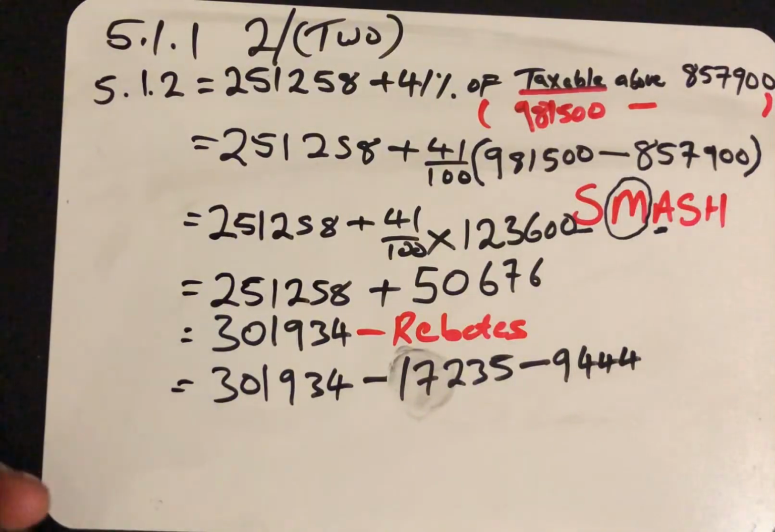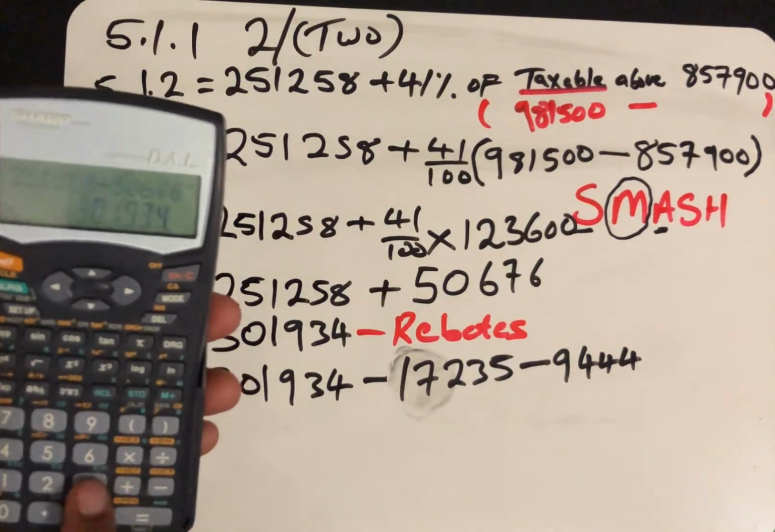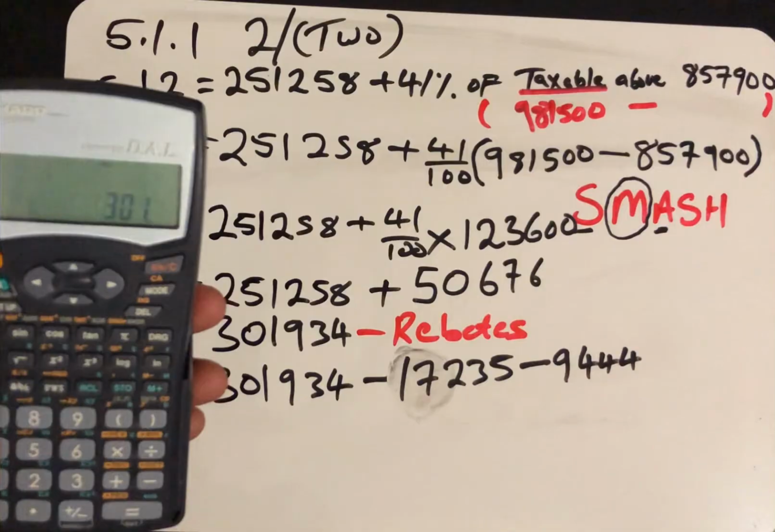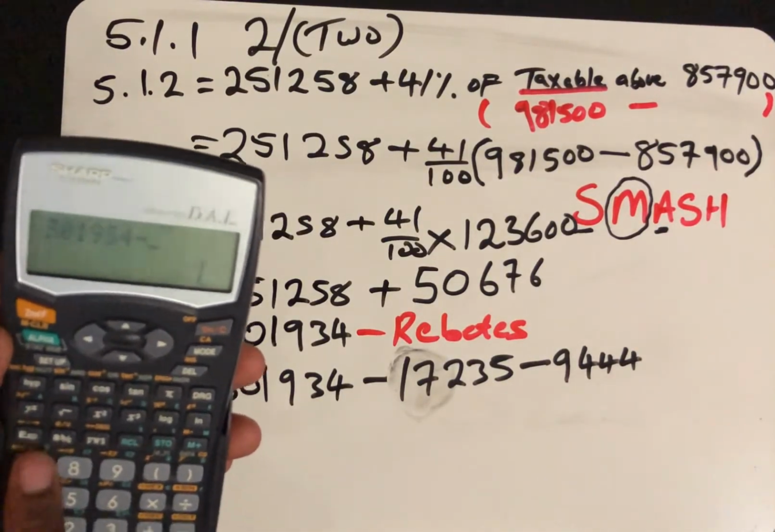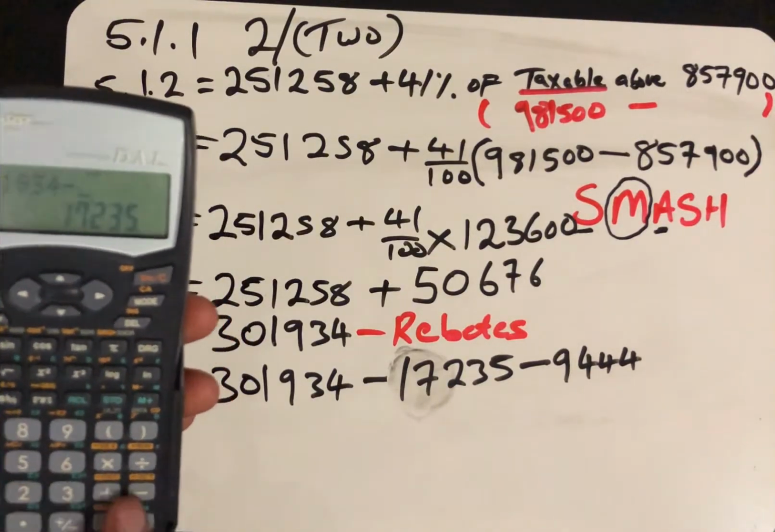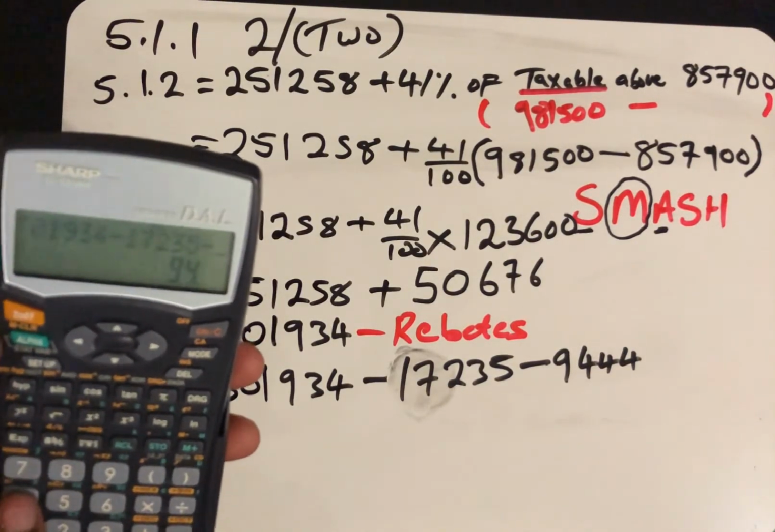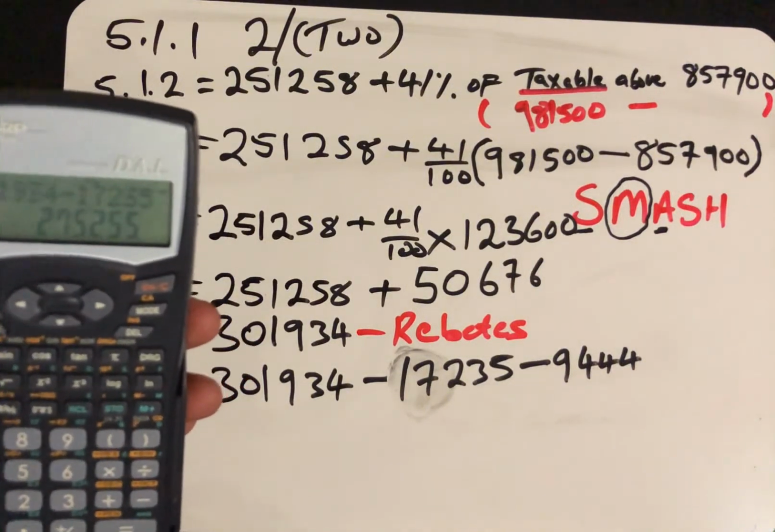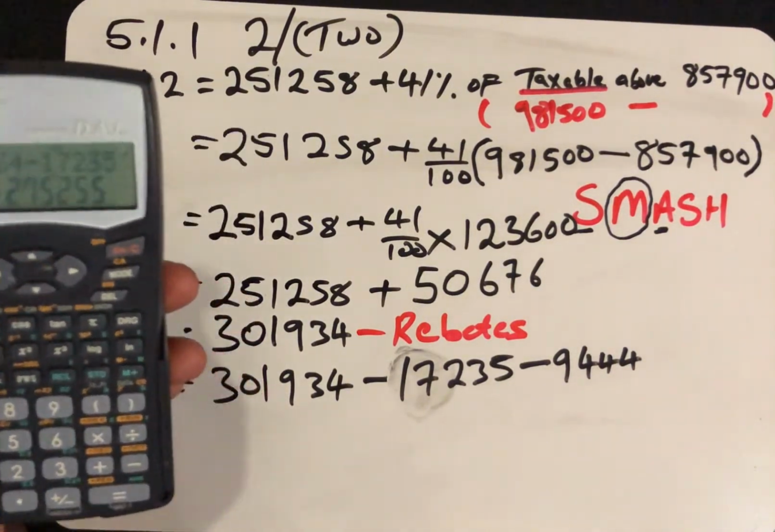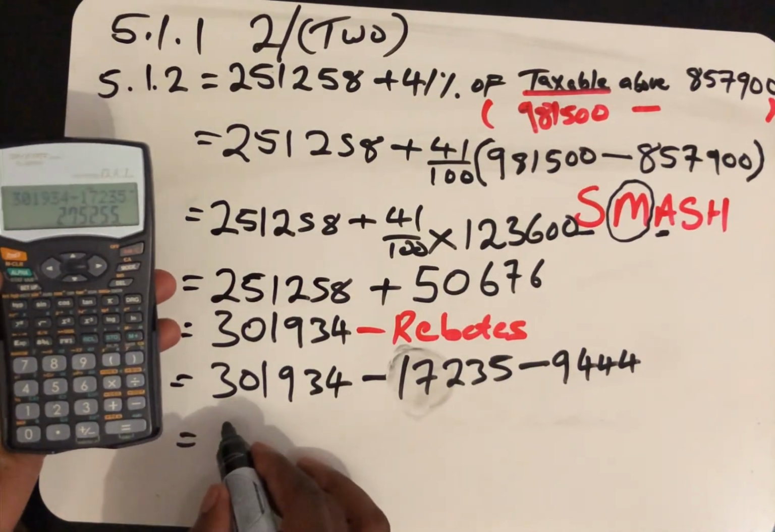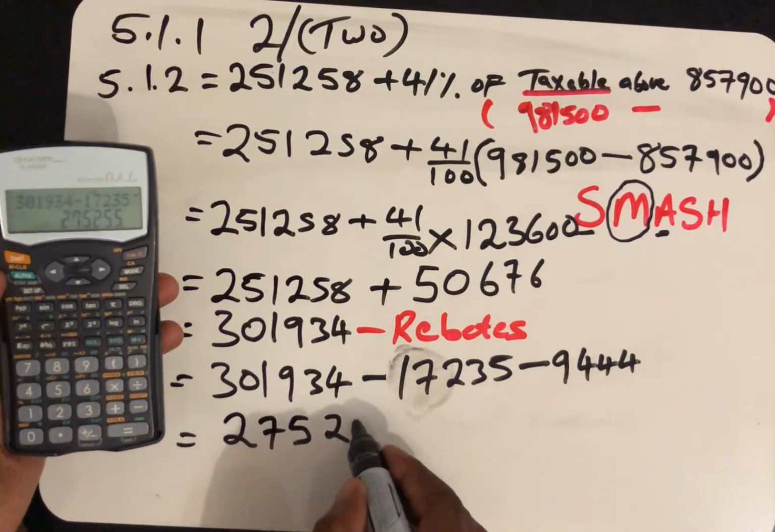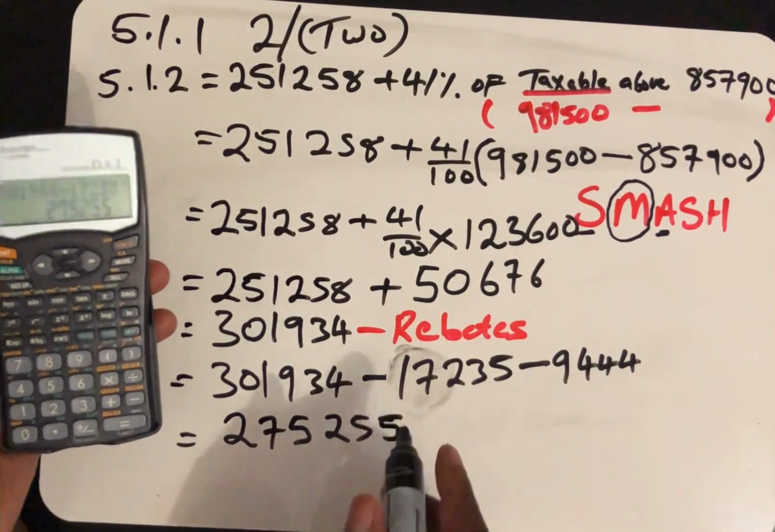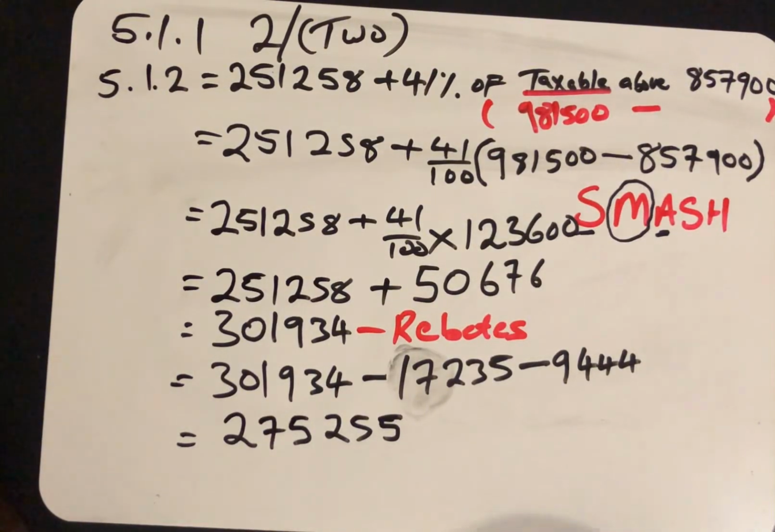So we go to our calculator. We are going to say 301,934 rands minus 17,235 minus 9,444. Then we found that this person is now going to pay 275,255 for tax. So the rebate reduces the amount that this person is supposed to pay for tax.